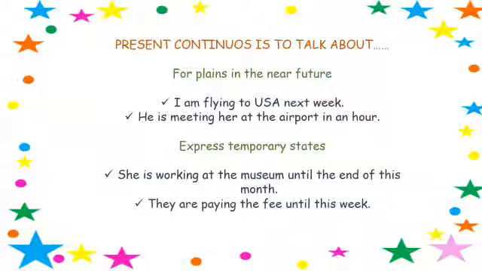And also it is used to talk about plans in the near future. For example, I am flying to Houston next week. And here we are talking about the future. And he is meeting her at the airport in an hour. And here we are also talking about the future. The present continuous is also used to express temporary states. For example, she is working at the museum until the end of this month, or they are paying the fee until this week. And here we are talking about temporary states.